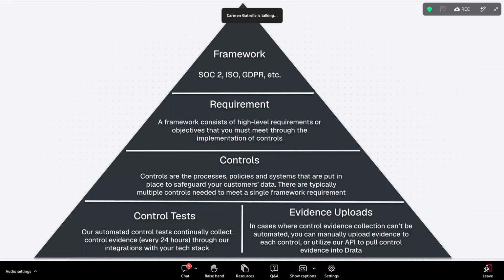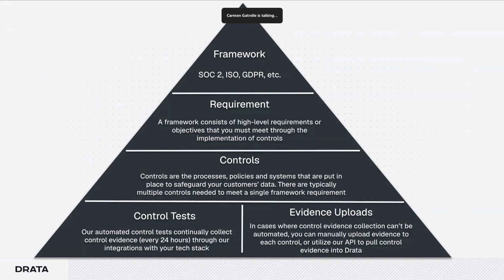Okay, taking a step back here, I'd first like to talk you through the key terms that you'll see throughout the rest of our call to ensure that we are all aligned. So again, providing a visual here to talk through the controls and how they roll up to fulfill the requirements of a given framework. At the base of the pyramid, you have your control tests and your evidence uploads. These are either automated by Drata or, what can't be automated, will be uploaded as a file or URL or using our API if needed.